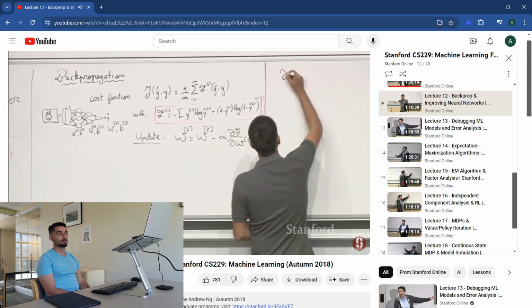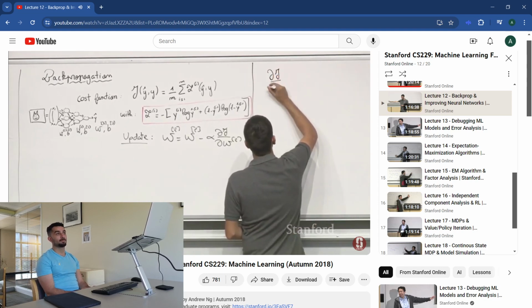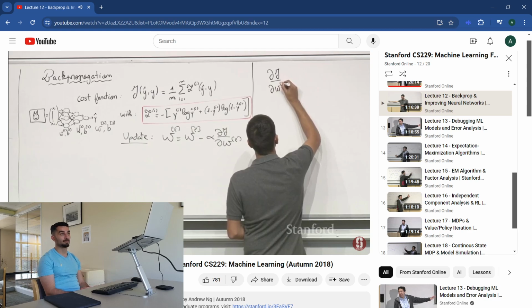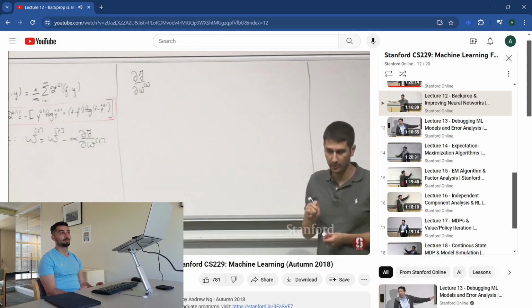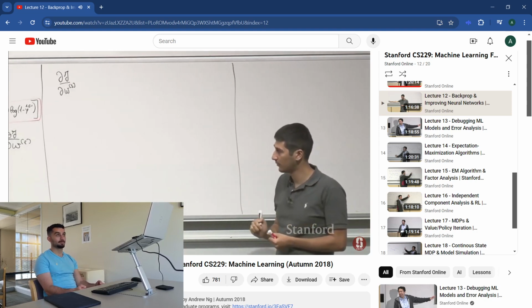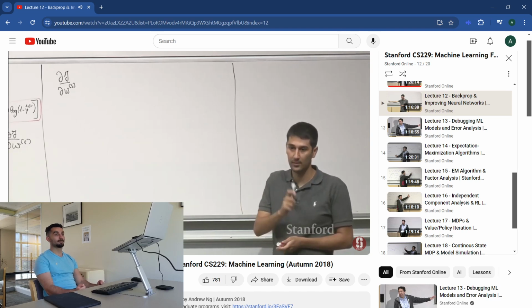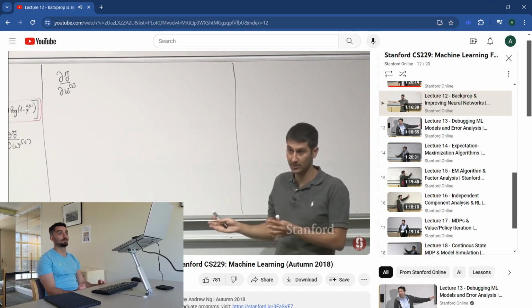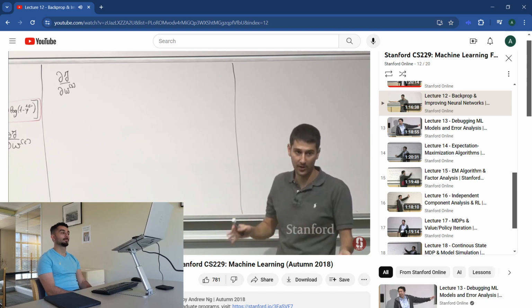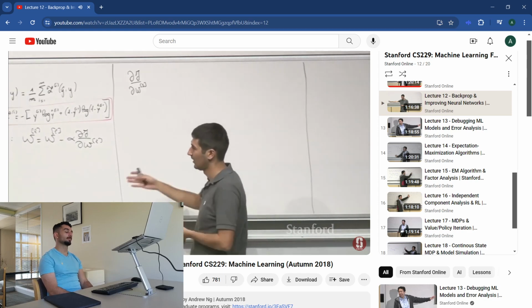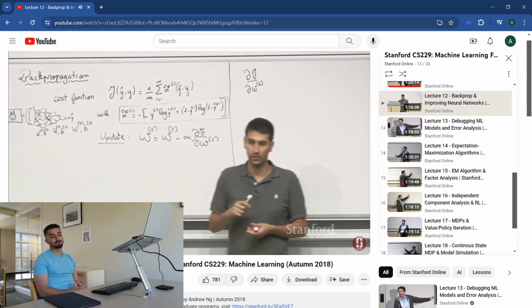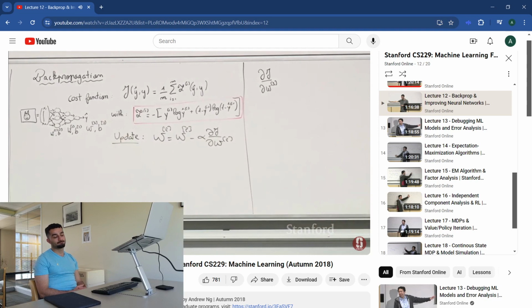Okay, so let's try to do it. This is the first number we want to compute. And remember, the reason we want to compute the derivative of the cost with respect to W3 is because the relationship between W3 and the cost is easier than the relationship between W1 and the cost, because W1 had much more connection going through the network in the cost computation. Chain rule, composition of functions.